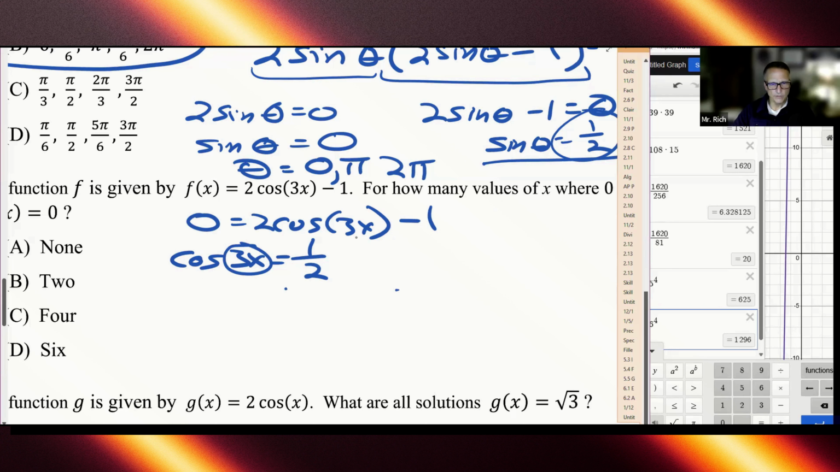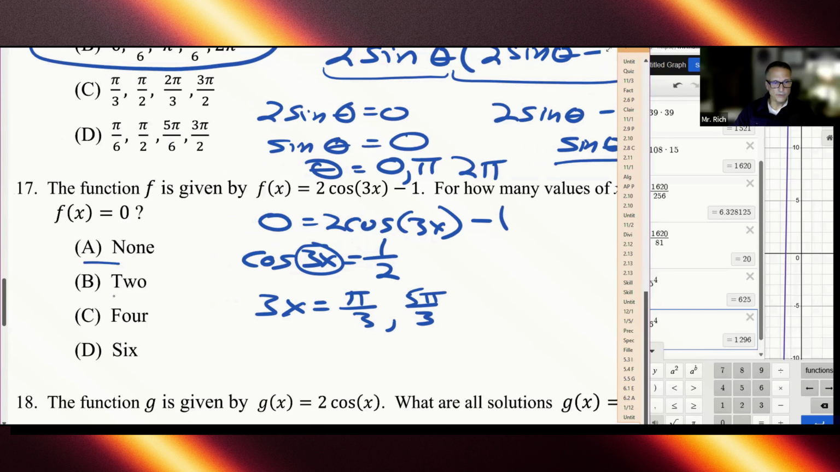And that's going to be at pi over 3 and 5 pi over 3. So I'm not going to go into why that is, but in other words, this angle has got to be equal to pi over 3 and 5 pi over 3. Those are the two places where cosine of an angle is 1/2. So to solve for x, I would be dividing by 3, and it would be pi over 9 and 5 pi over 9. And a lot of students would answer, it must be 2 solutions, but there's not.